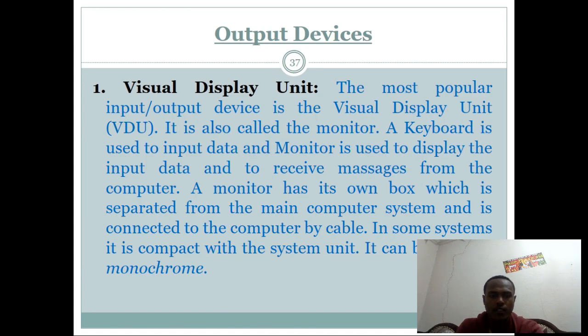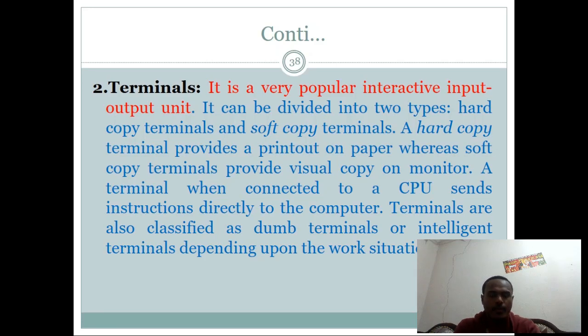Output devices. The first one is the visual display unit. The most popular input or output device is the visual display unit. It is also known as a monitor. It is used to display data. It can be color or even monochrome. The terminal is a very popular interactive input and output device. It can be divided into two: hard copy terminal and soft copy terminal.